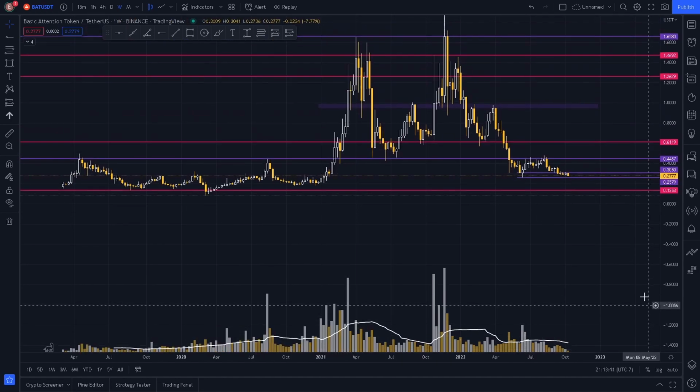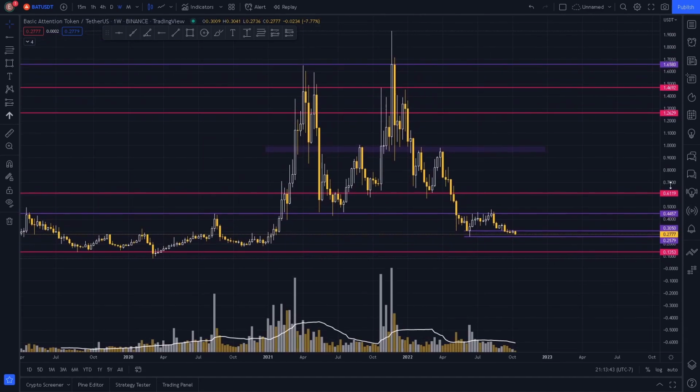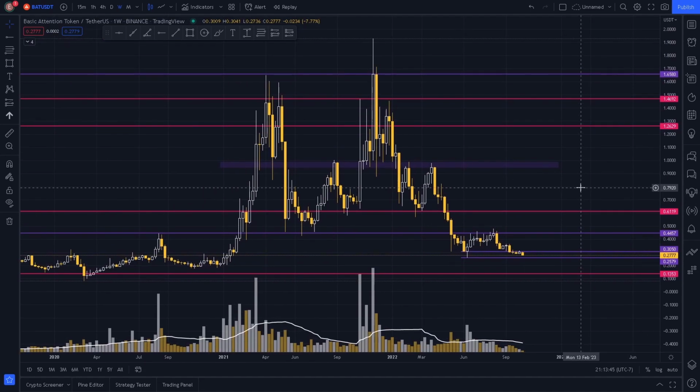So let's zoom out on our chart and see all the key levels that we have. Now, these are all our key levels plotted on the chart.